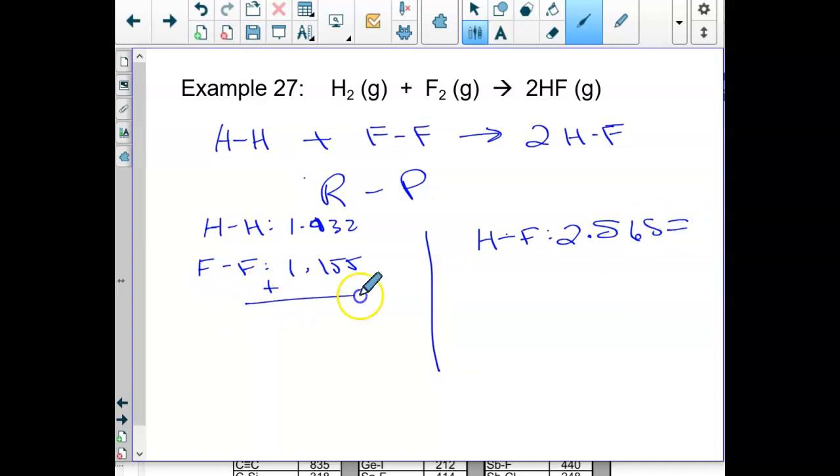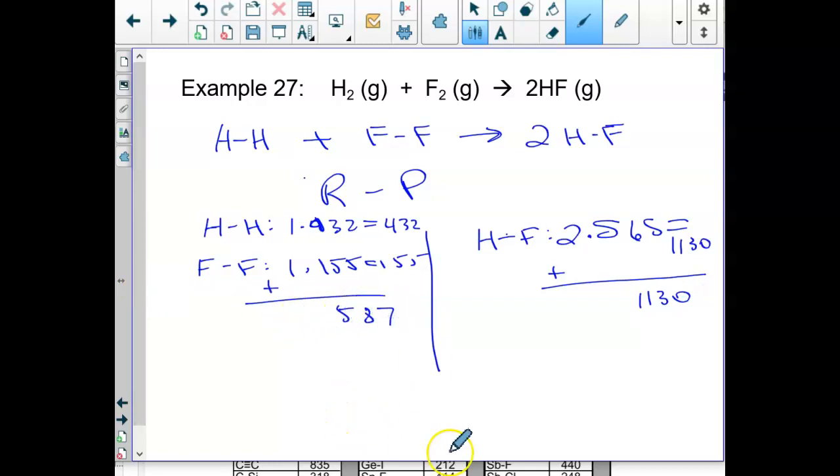And now we're going to calculate these values here. So we're going to get the sum of this and the sum of this. Obviously, this is going to be 432, and this is going to be 155, and then 565 times 2 is 1130 over here. So this side's going to be 1130, and then this side is going to be 432 plus 155, which is 587.